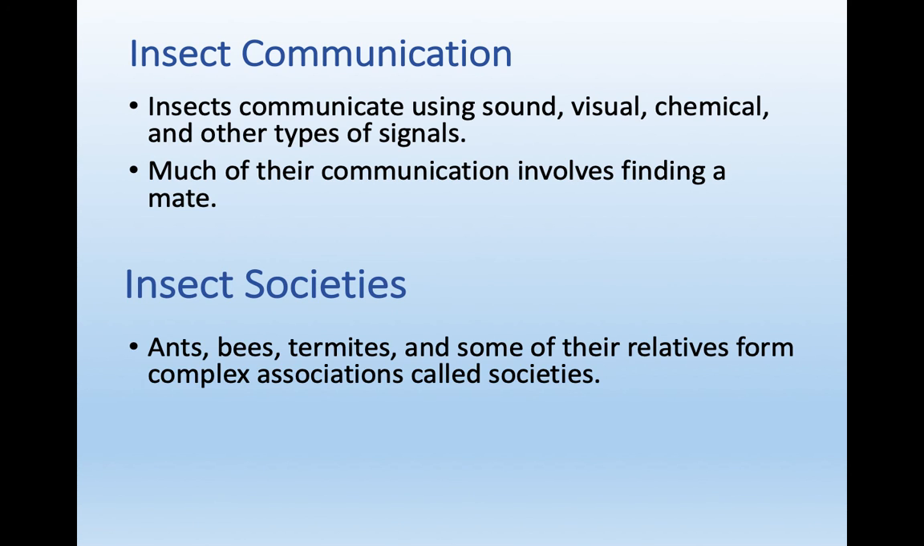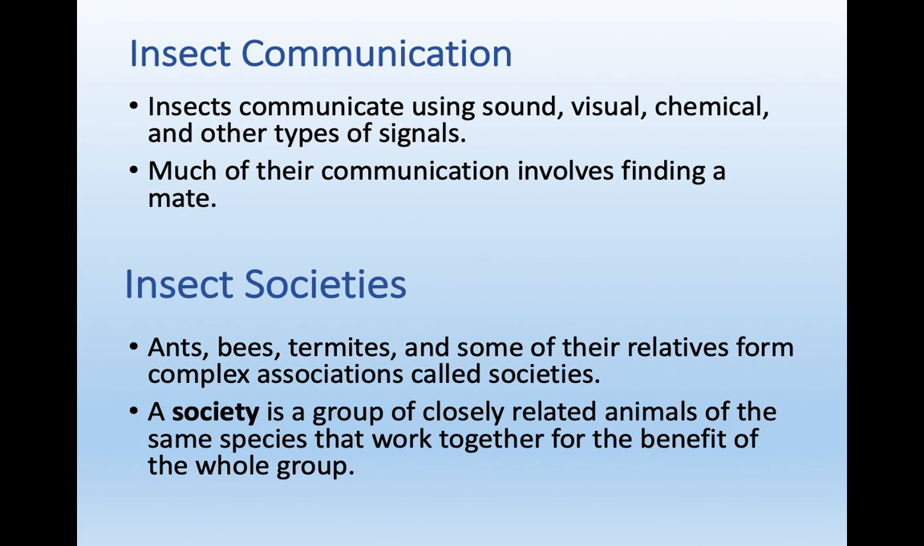Lastly, on page 732, 733 of the textbook, we talk a little bit about insect societies. So there are some insects that form these complex associations and almost like colonies, and these are called societies. Some examples are ants, bees, termites. They form kind of like a complex, almost like a little city or community where all the individuals within that community have various jobs and various roles for the greater good of the entire society. So a society is a group of closely related animals that work together for some common benefit.